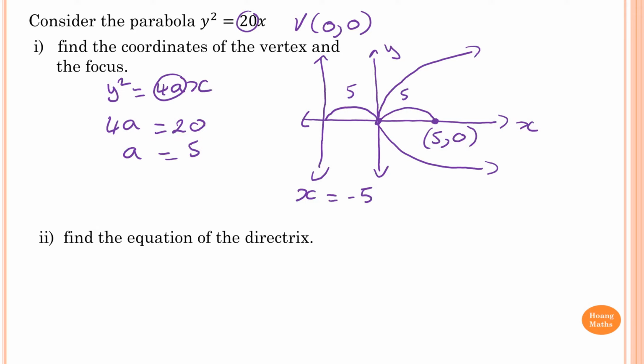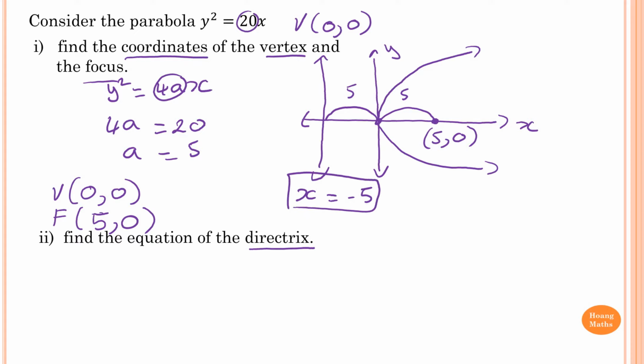So I just quickly answer the question now. The coordinate of the vertex V is 0, 0. And then the focus point F is 5, 0. Part 2, find the equation of the directrix. The equation of the directrix is this one here. So x is equal to -5.